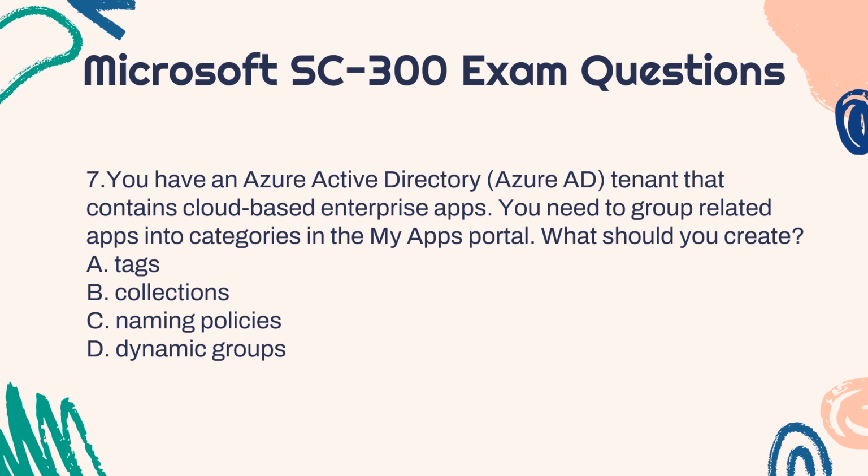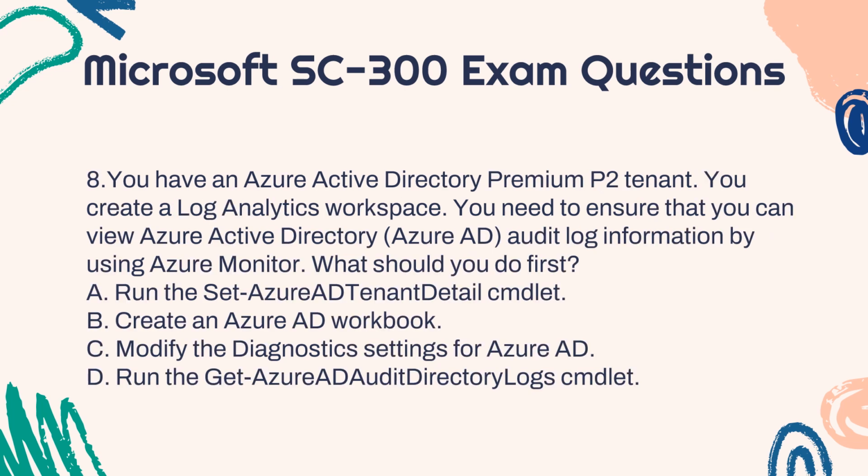7. You have an Azure Active Directory, Azure AD tenant that contains cloud-based enterprise apps. You need to group related apps into categories in the My Apps portal. What should you create? A. Tags. B. Collections. C. Naming policies. D. Dynamic groups.